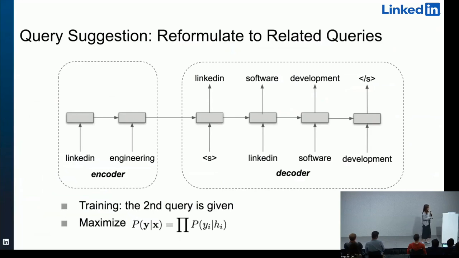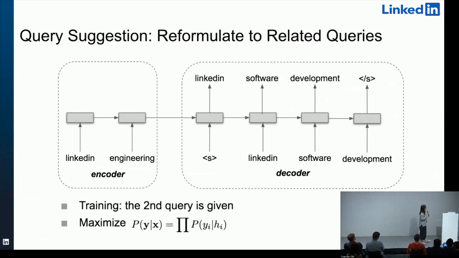And then using that information together with the second query, because during training, the second query is also given, in the decoder we actually want to produce the next word, or you can think of it as the next token at each position. For example, at the very first position, we just have a start identifier, and then we want to predict the token LinkedIn. And then at the second position, we want to produce the token software.